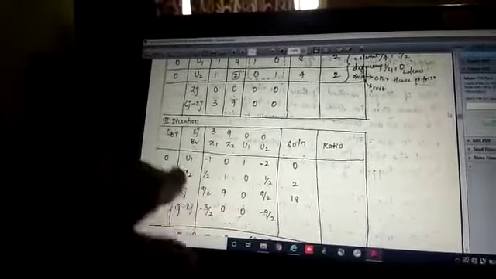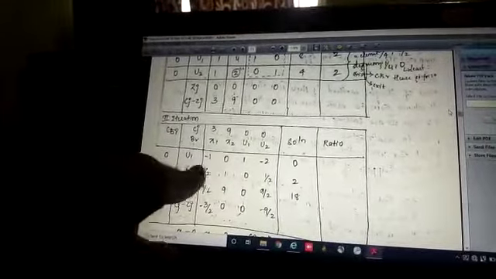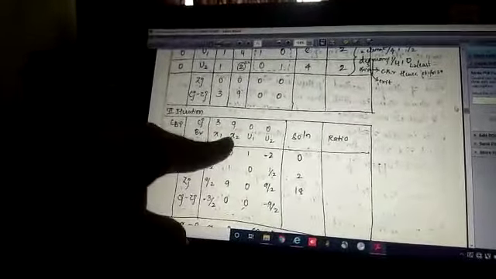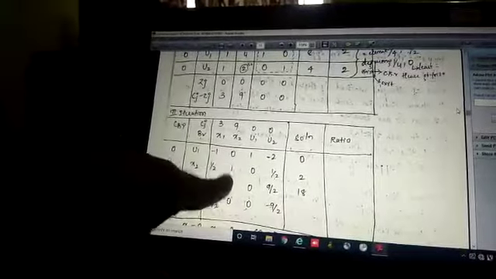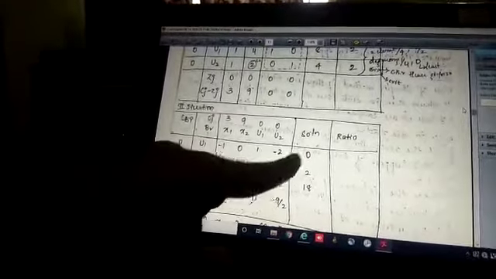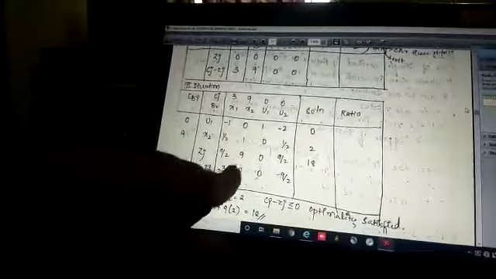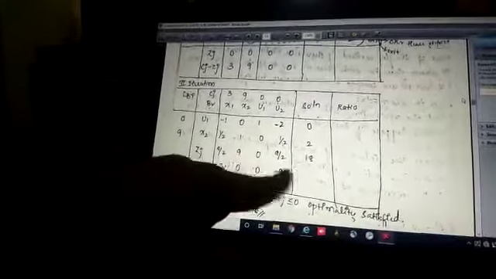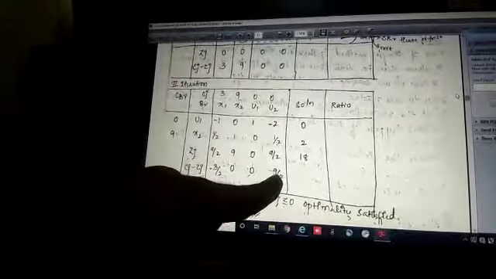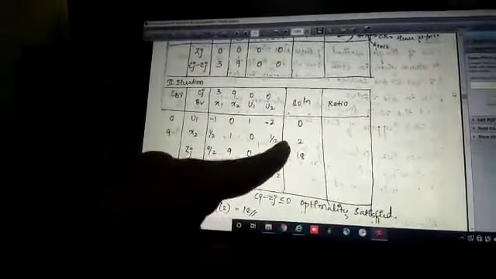Similarly, go for Zj. Zj: 0 into minus 1 plus 9 into 1 by 2, that is 9 by 2. 0 into 0 plus 9 into 1, that is 9. 0 into 1 is 0, 9 into 0 is 0, 0 into minus 2 plus 9 into 1 by 2, that is 9 by 2. So we go for Cj minus Zj. Optimality is achieved because all the values are either 0 or negative. This is negative, 0, 0, negative. Optimality has been achieved.